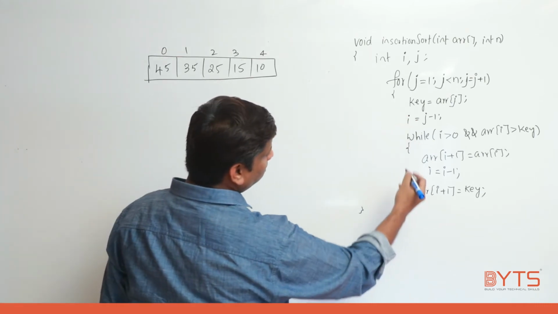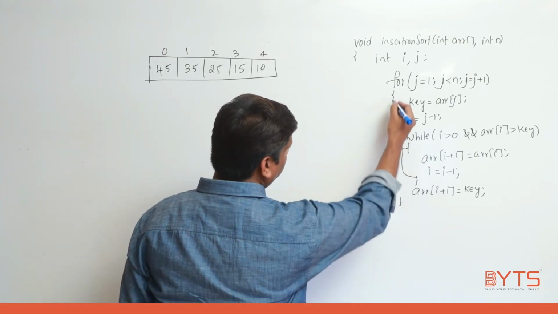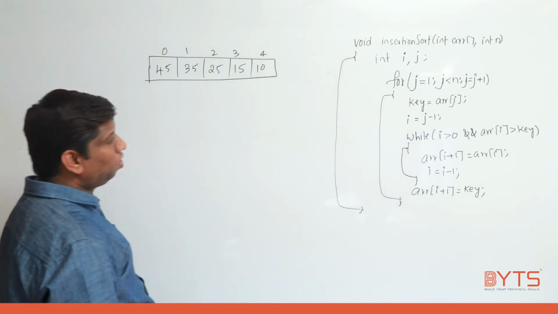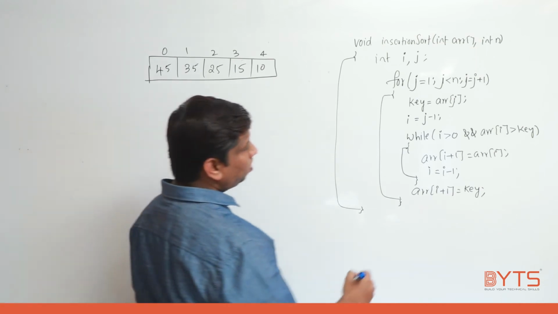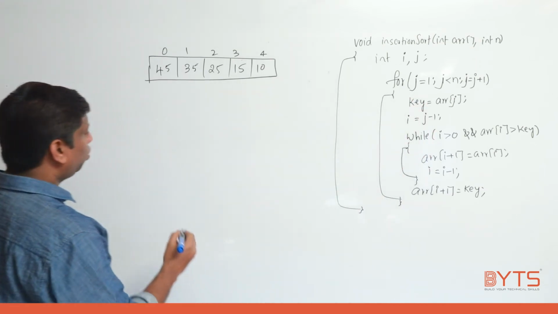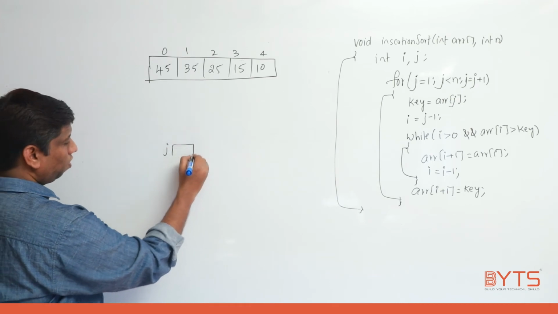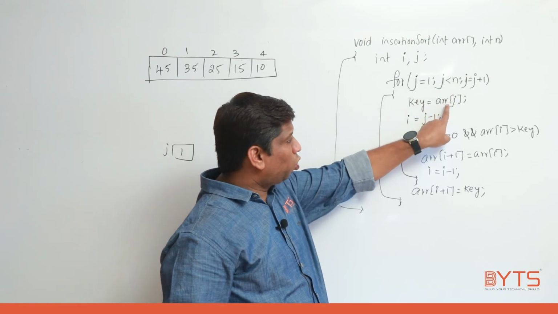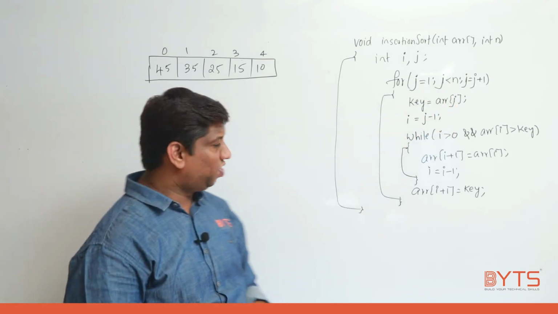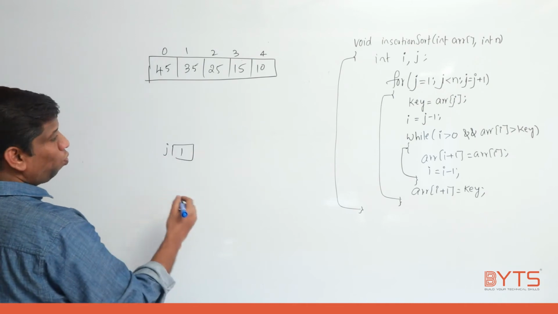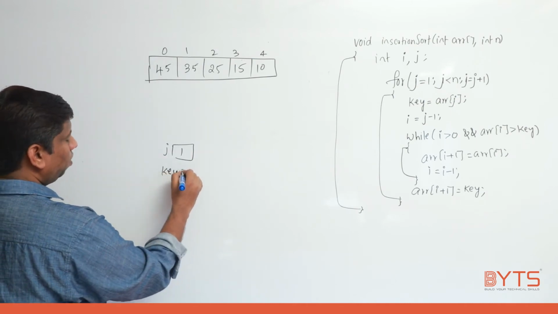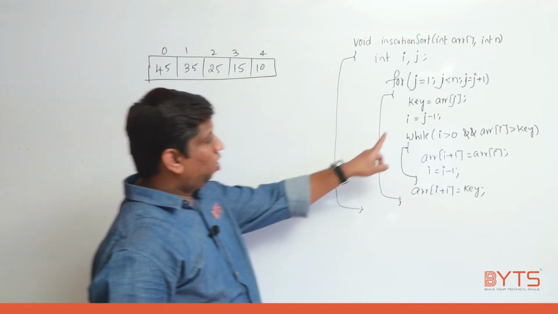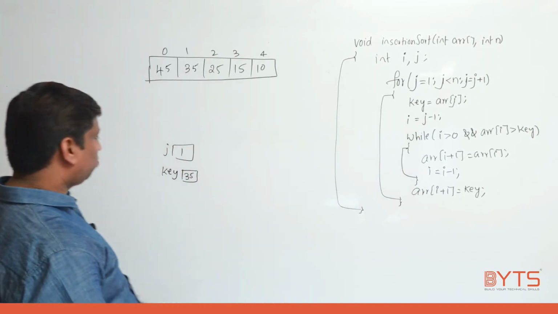What is the value of j? See, this is the for loop, and this is the insertion sort algorithm. Well, now we'll see what happens. J value is 1. N value is 5. 1 less than 5, true. Whenever you came, ARR of J means 35. So key value is 35. I is equal to J minus 1. I value is 0.